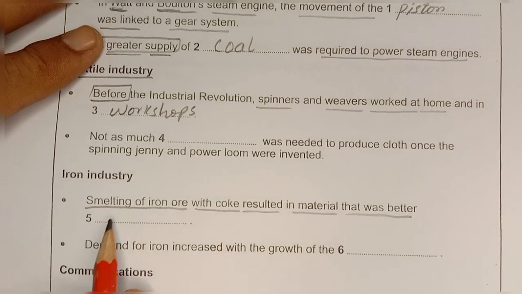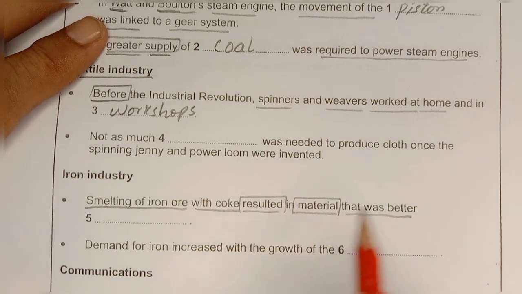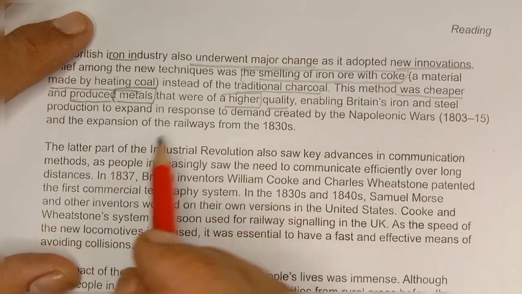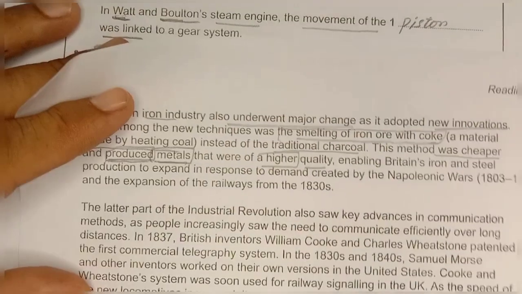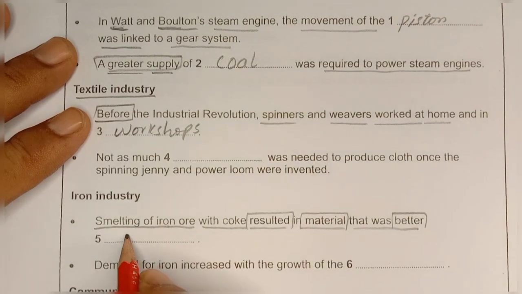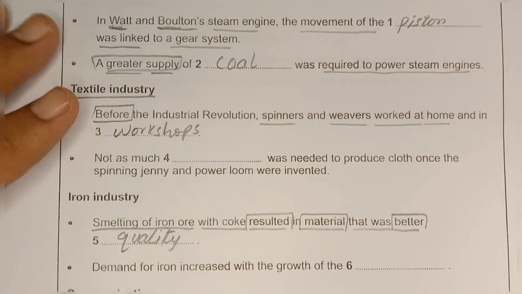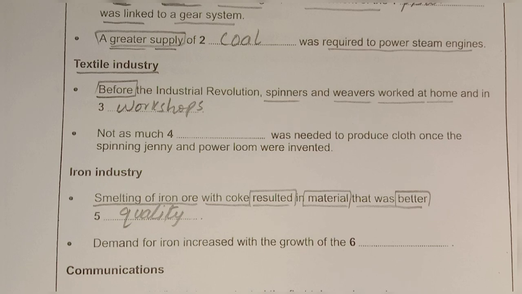So we are going to see here, smelting of iron ore with coke resulted in material that was better. We are going to find out their synonyms also. Let's see. Produced, resulted in. Materials that were better, that were of higher, better, higher what? Quality. So write down quality. This is the easiest way to do your reading. So the next thing is, sorry, one was there and one was missing.